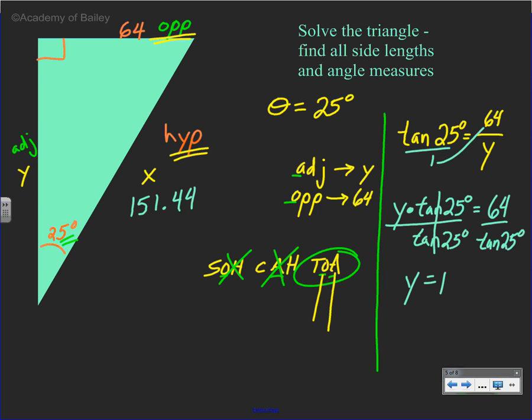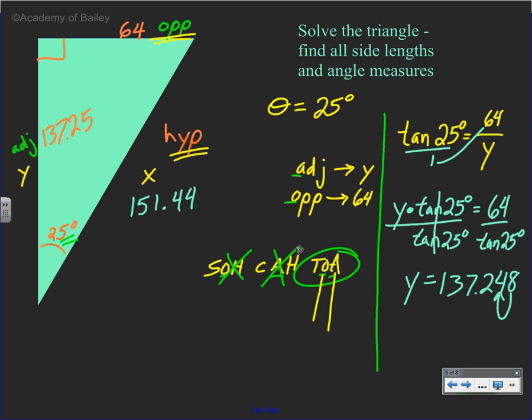And you should get 137.248. The 8 will round the 4 up to a 5. So adjacent will be 137.25. So now we have all the side measurements.